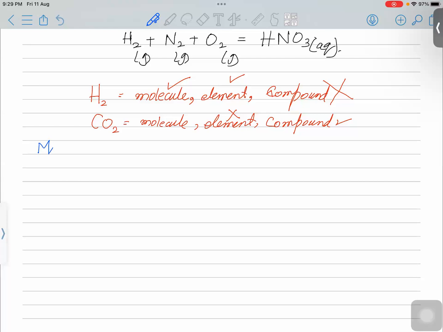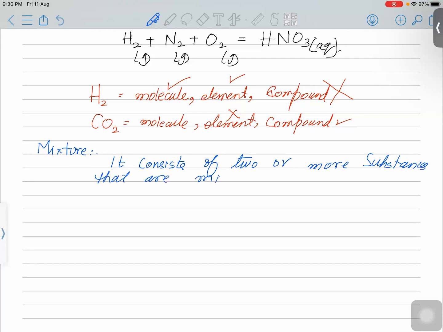Okay. Next is mixture. So you know that elements may combine chemically. In a compound, you have different elements chemically bonded with each other. But in a mixture, there is no bonding. There is no chemical interaction. So it consists of two or more substances that are mixed together physically, not chemically, right? There is no chemical reaction.